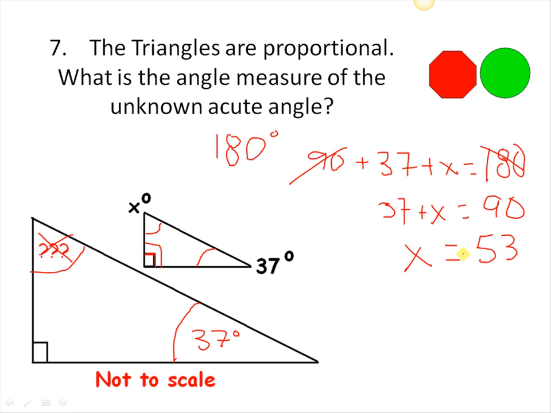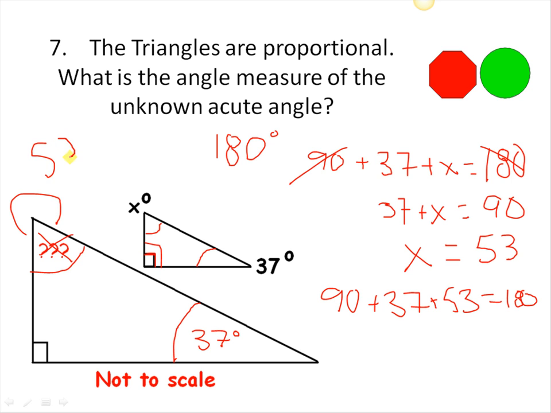It's always a good idea to go back and check to make sure you did everything okay. So now I have 90 plus 37 plus 53 equals 180. And I can check that. And it turns out that 90 plus 37 plus 53 does equal 180. So the question was, what's this angle right here? It's 53 degrees.